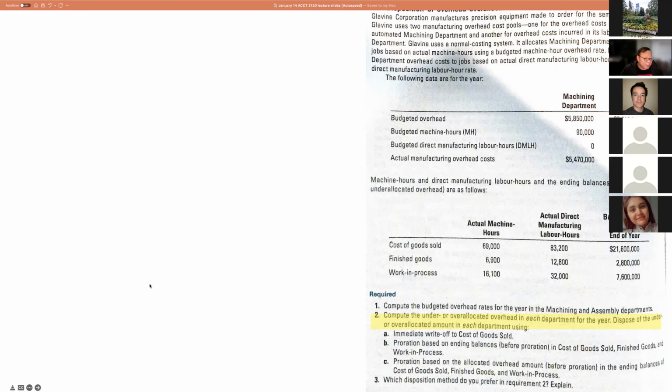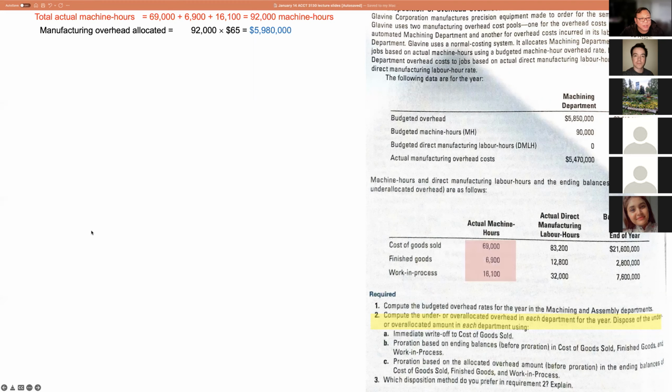How do you calculate the under or over allocated overhead? Basically you compare two numbers, right? The actual overhead versus the applied overhead. You just compare those two numbers. So let's take a look.